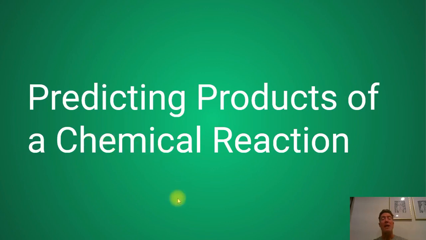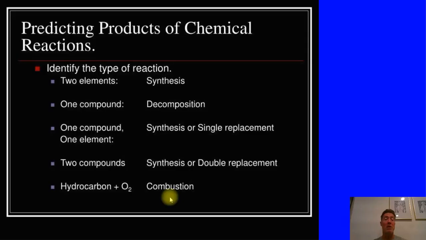Okay, how do we predict the products of a chemical reaction? Well, once we know these 5 kinds of chemical reactions, we're going to see, hey, if you're starting with 2 elements and you get a reaction, that's probably a combination or a synthesis reaction. If you start with 1 compound and you get some products, that's going to be decomposition, because you don't have anything else to work with.